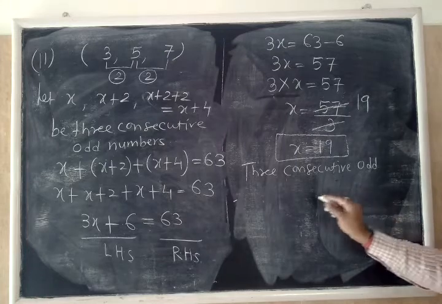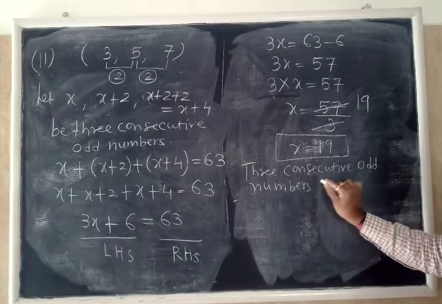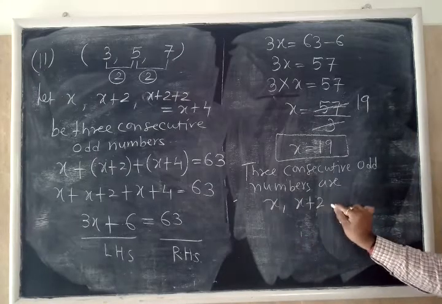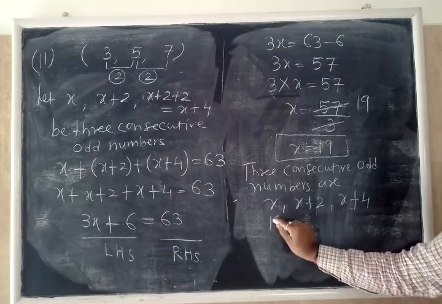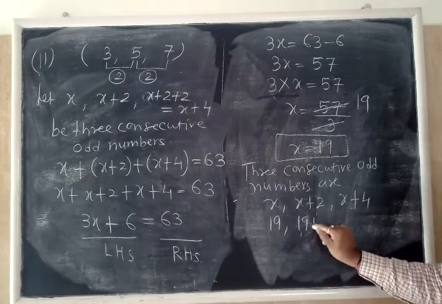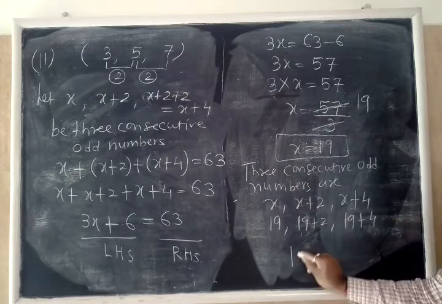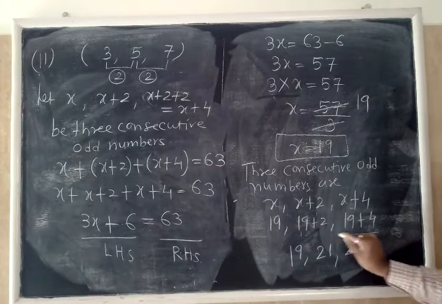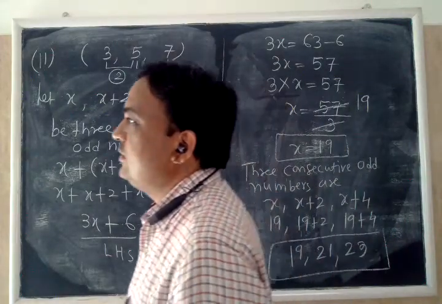So 3 consecutive odd numbers are x, x plus 2, x plus 4. So put the value of x as 19: 19, 19 plus 2, 19 plus 4. So what is that? 19, 21 and 23. Clearly they are odd numbers. Yes or no? And here the sum will give you 63.